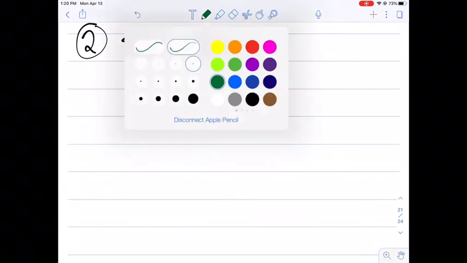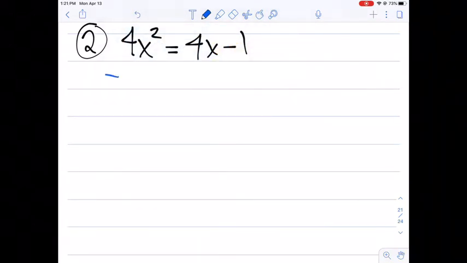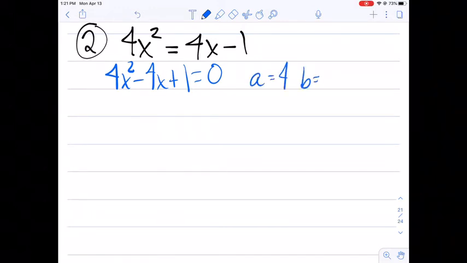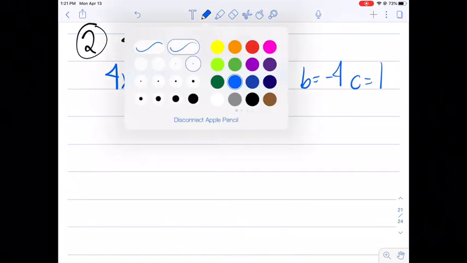Okay, so if you set it up correctly, you should have gotten 4x squared minus 4x plus 1 equals 0. And A would have been 4, B would have been negative 4, and C would have been 1 with this one. That's great.